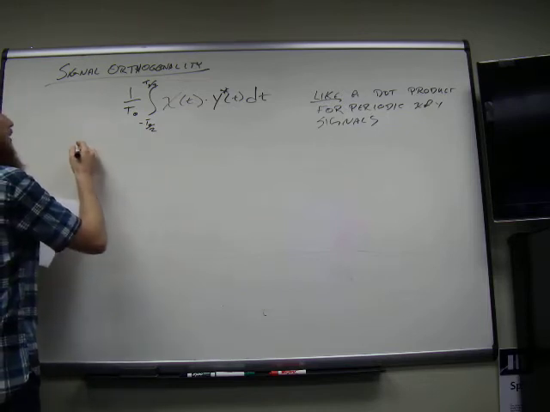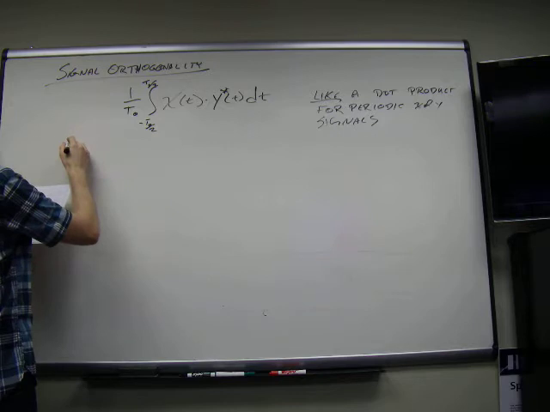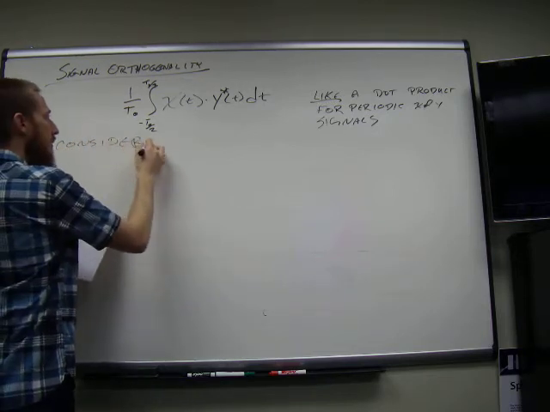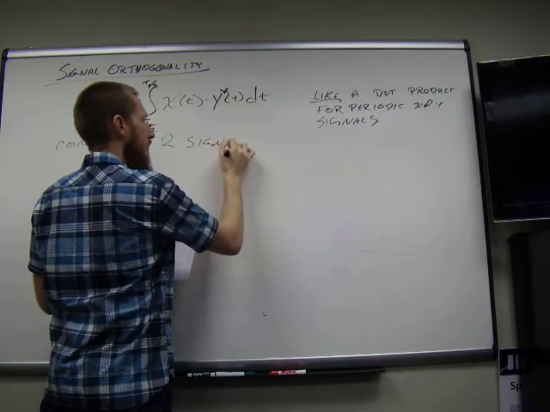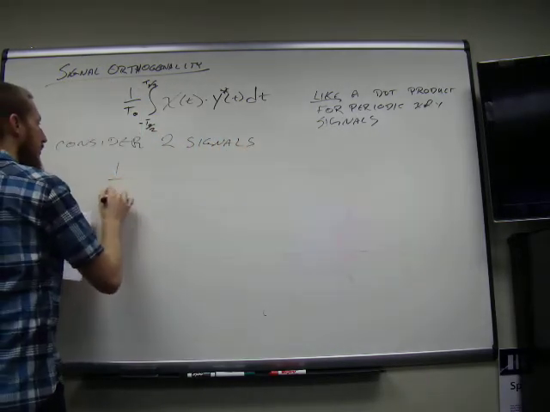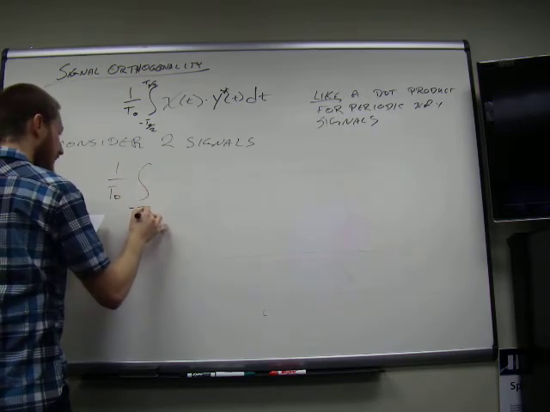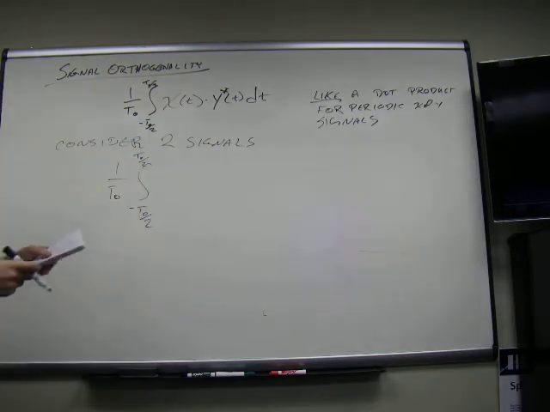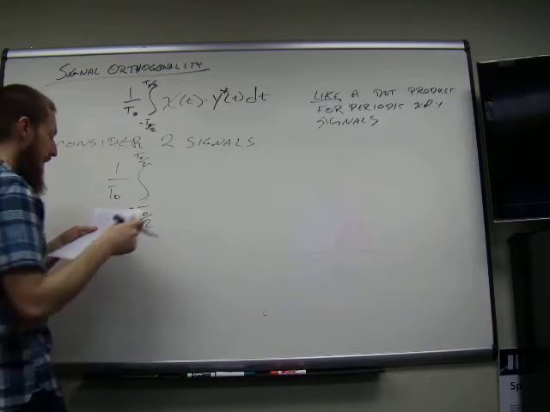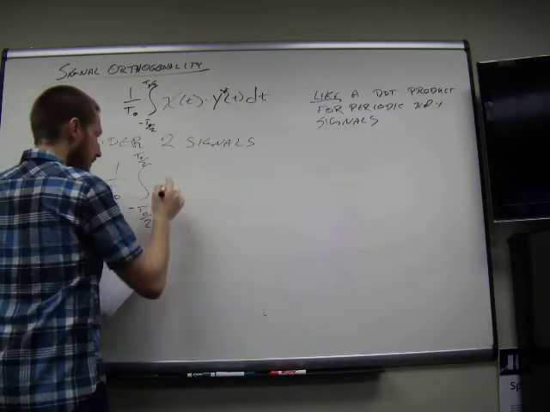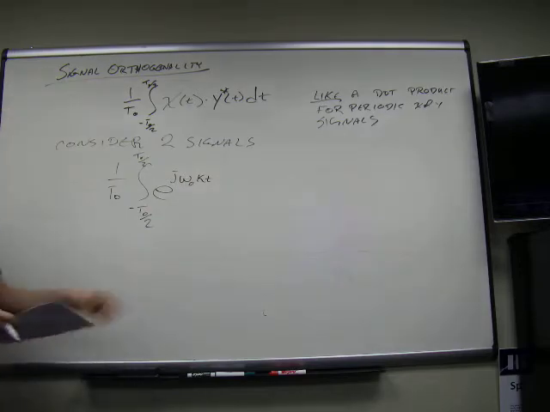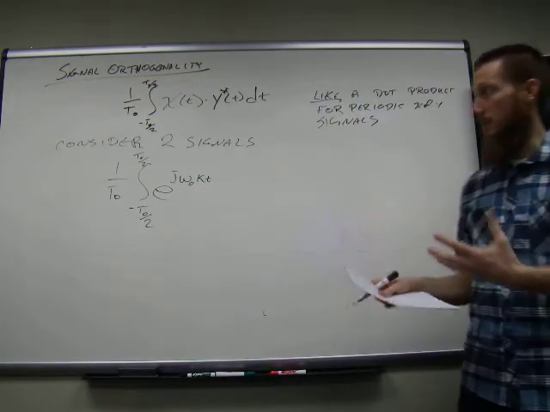Consider two sinusoids. Consider two signals. So if we have 1 over t naught, the integral from negative t naught divided by 2 to t naught over 2. This is very similar to the start of the Fourier series integral. And let's say that this first x of t is e to the j omega naught kt. So just some random signal that happens to be very similar to something that we're solving towards.